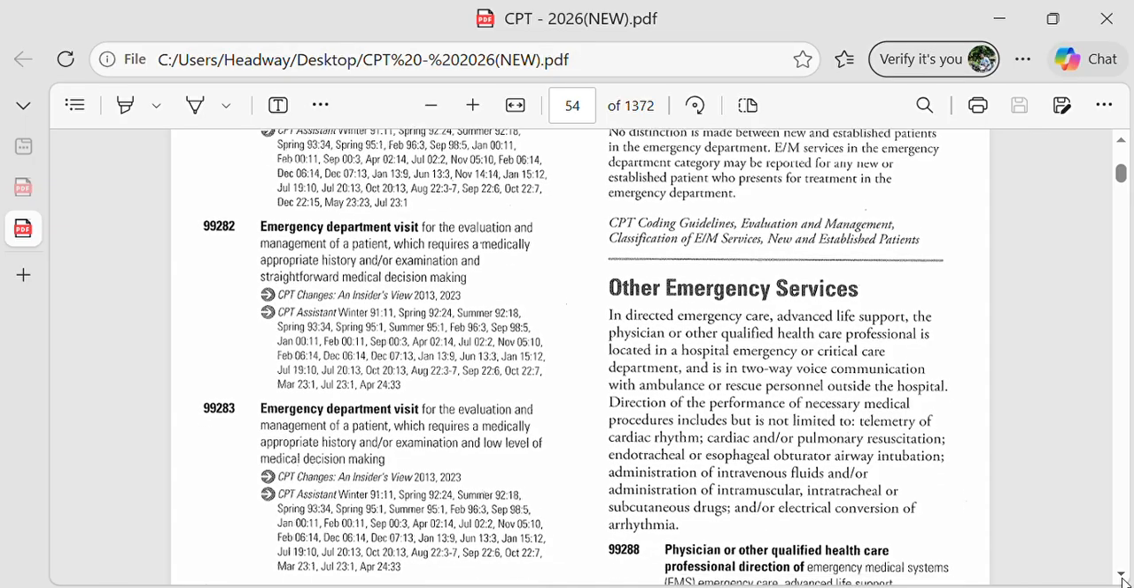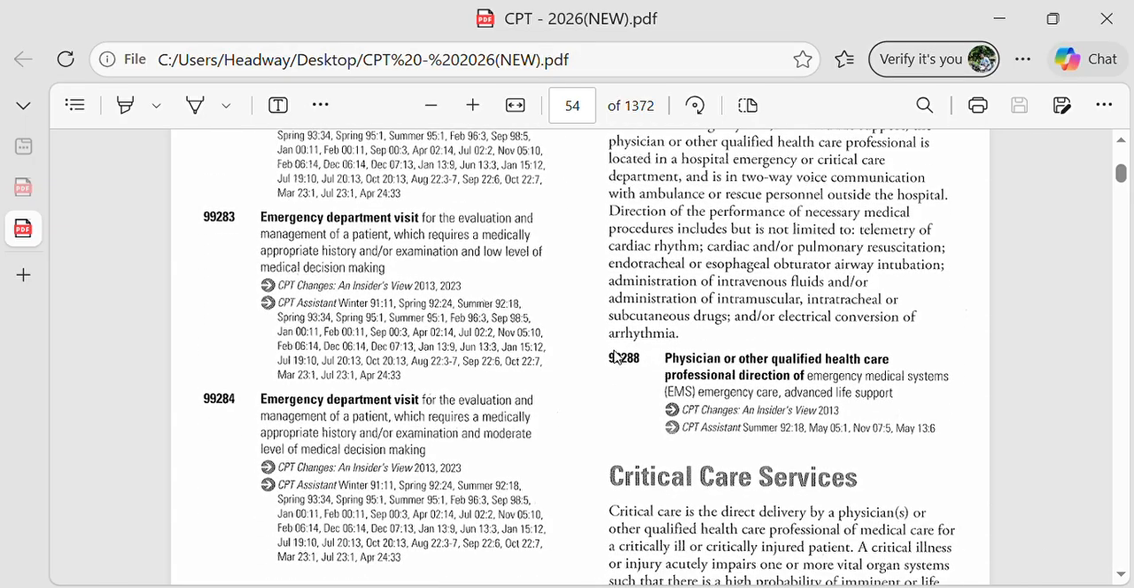Okay, next coming to the 99283, it is the low level of medical decision making. Low level of medical decision making in the sense here also the same, we need to meet either COPA or data or risk. We need to meet at which step that the COPA data meet, then we'll give the level.